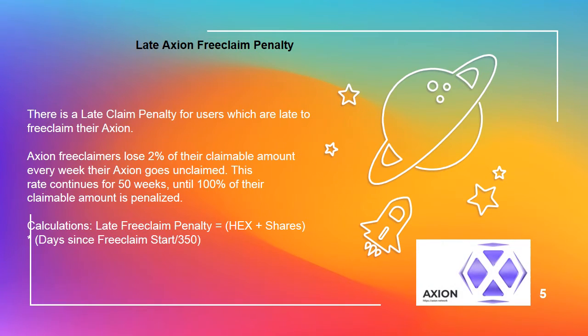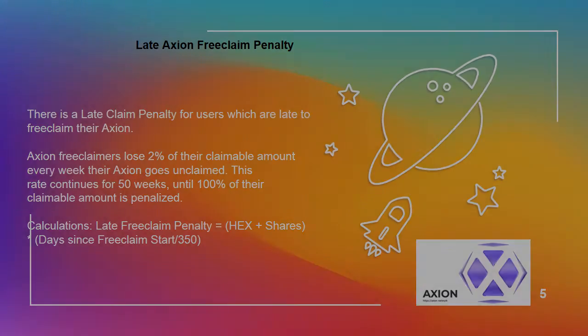Late Axion free claim penalty. There is a late claim penalty for users who are late to free claim their Axion. Axion free claimers lose 2% of their claimable amount every week their Axion goes unclaimed. This rate continues for 50 weeks, until 100% of their claimable amount is penalized. Calculations: late free claim penalty equals Hex plus shares, days since free claim start / 350.